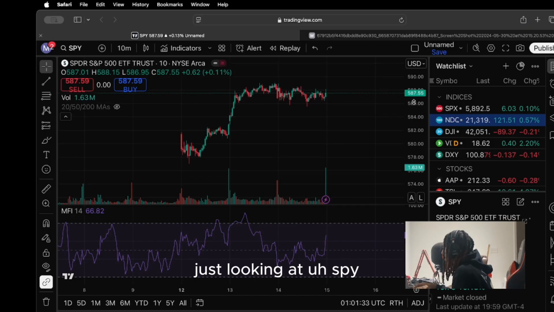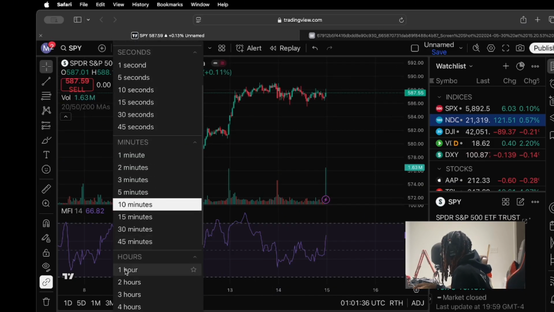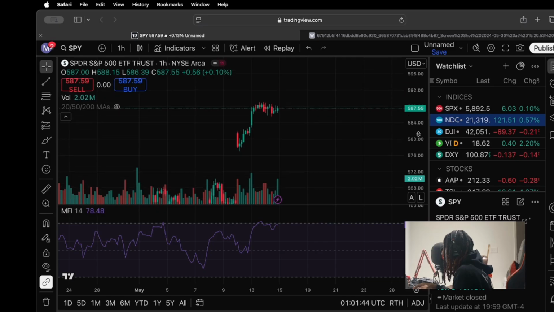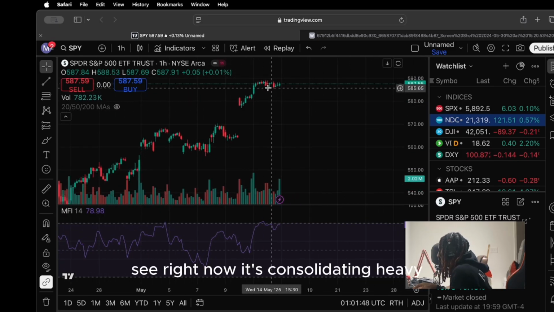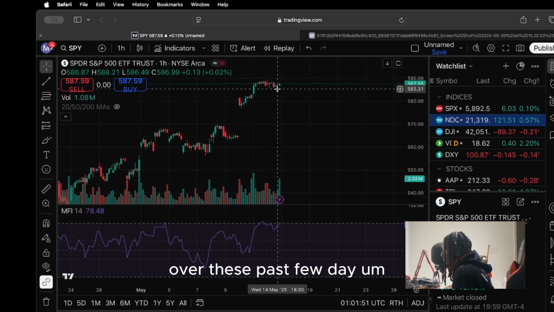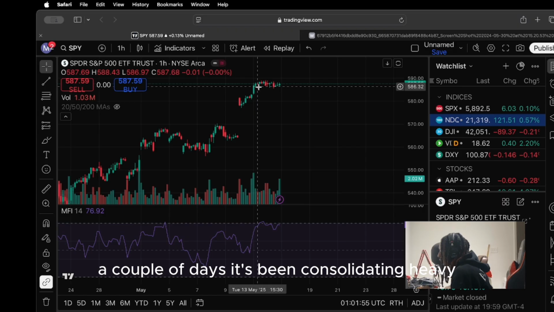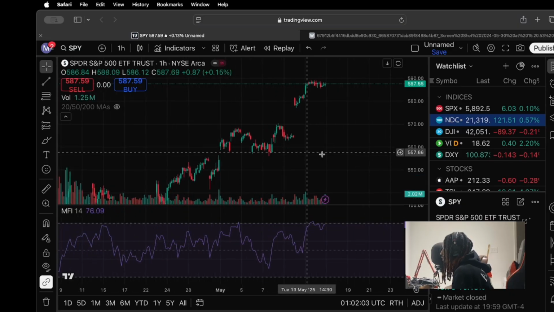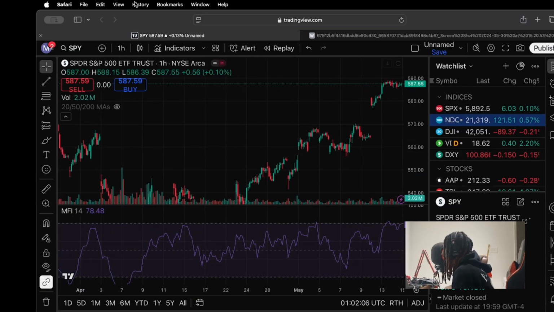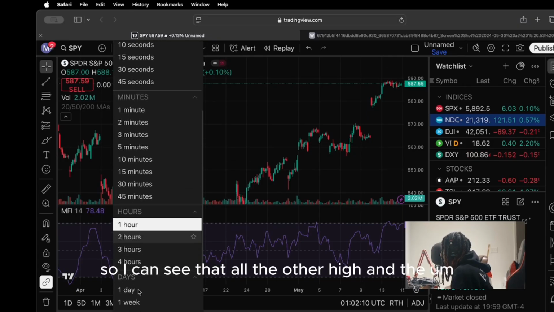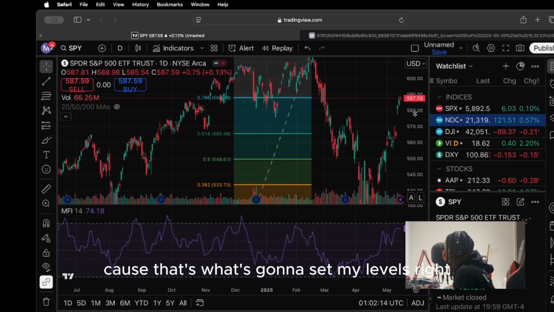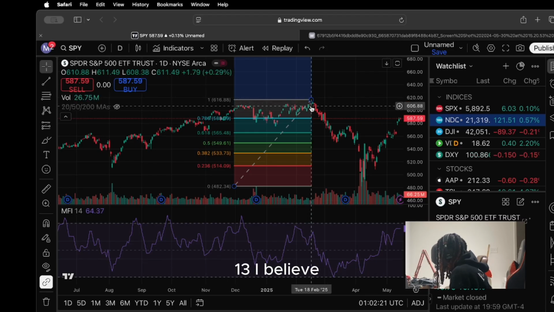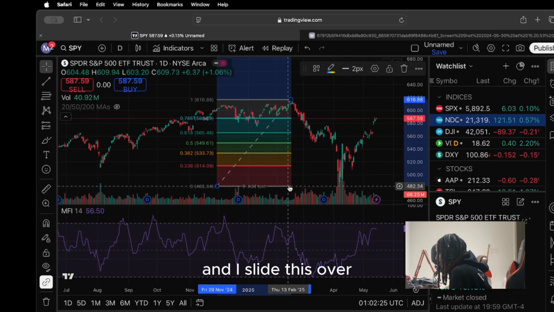So just looking at SPY. Let me go out to the 1 hour. Oh my God. Okay. See, right now it's consolidating heavy. Over these past couple of days, it's been consolidating heavy. I had to go out previously so I can see the all-time high, because that's what's gonna set my levels, right? This level here is extremely important. That high at around 613, I believe, and I slide this over.